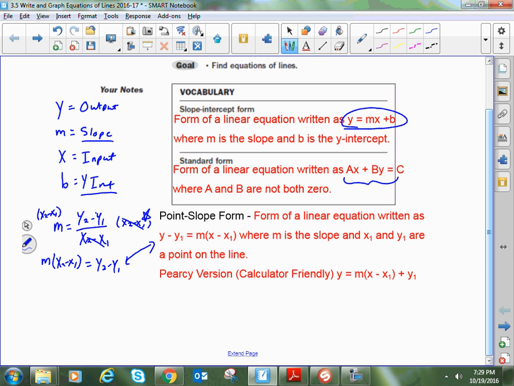Now, here I'm giving you what I call the Piercy version. You can also think of it as a calculator-friendly version, because if you are using a graphing calculator, you do want it in y equals form. So all we really do is take that extraneous y value that's on the left side of the equal sign, that y1, and we move it to the right side. So now it's in y equals form. But not only is this a calculator-friendly version, this follows the pattern of pretty much every other function that we see.